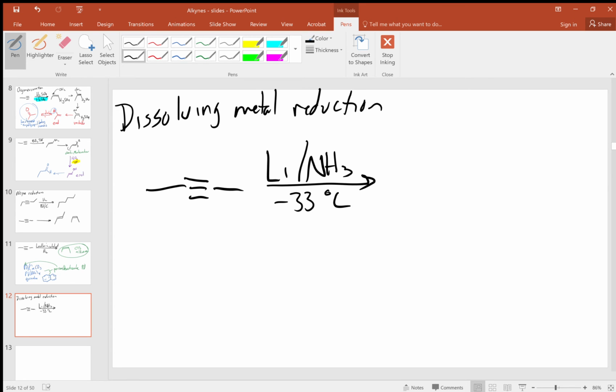Why negative 33? Well, that's the approximate point where ammonia becomes a liquid. So below negative 33, ammonia is a liquid. And for this reaction, it favors the more stable trans alkene.